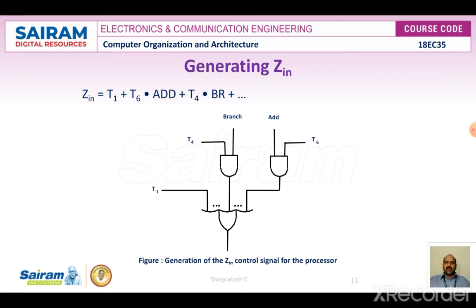In such a way we generate the signal, which is going to be asserted during slot T1 for all instructions, during T6 for an add instruction, during T4 for an unconditional branching instruction, and so on. In such a way the logical function for Zin is derived from the control sequence, from this particular equation, with the help of this logic circuit.